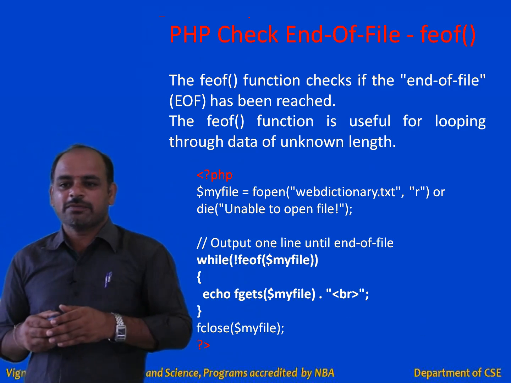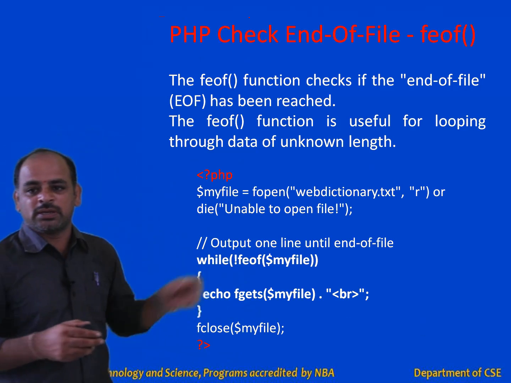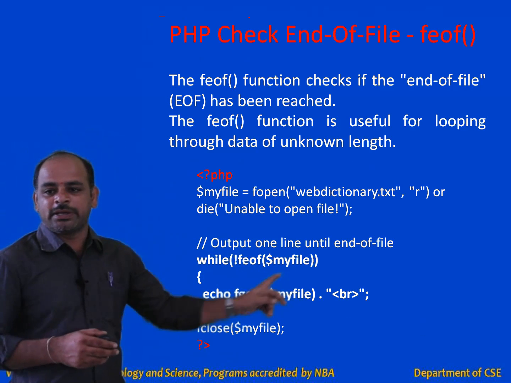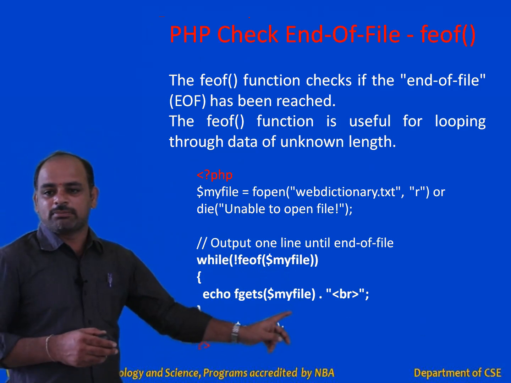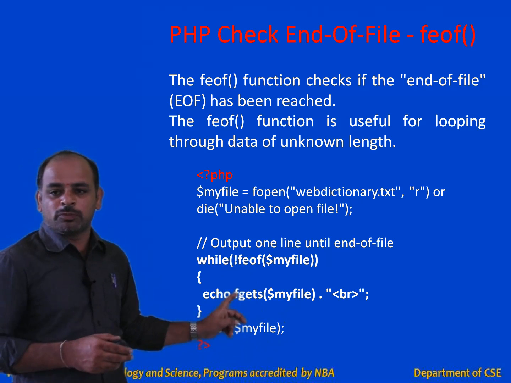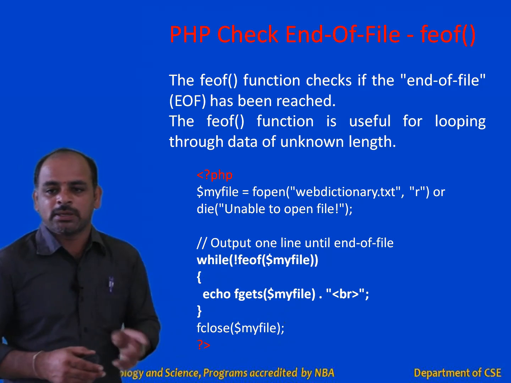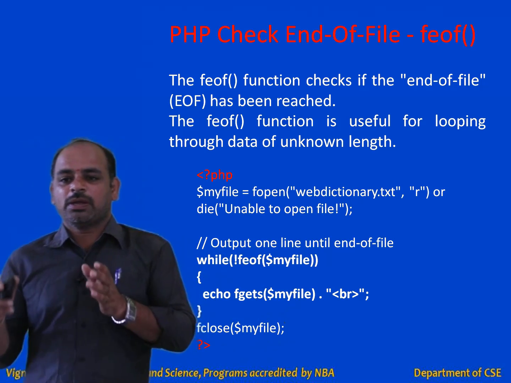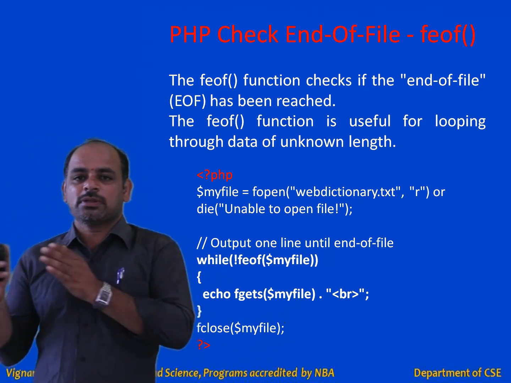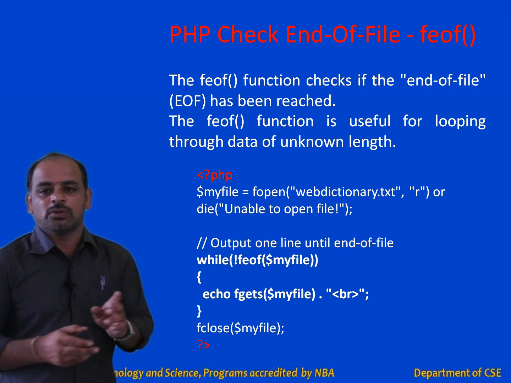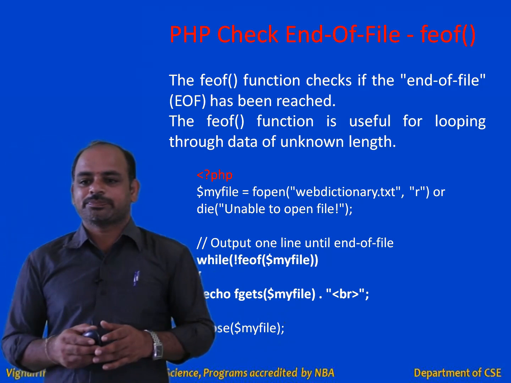We have to use the feof function here. You can see I am using while not feof my file, then echo fgets my file. So simply fgets I am using within a loop here. This loop will be repeated until all lines from the file have been read. When your pointer reaches the end of the file, the loop repetition will be stopped. Finally, we have to close the file here.